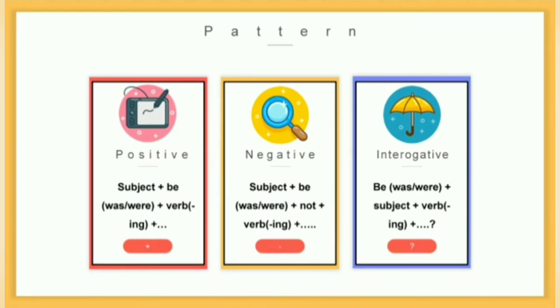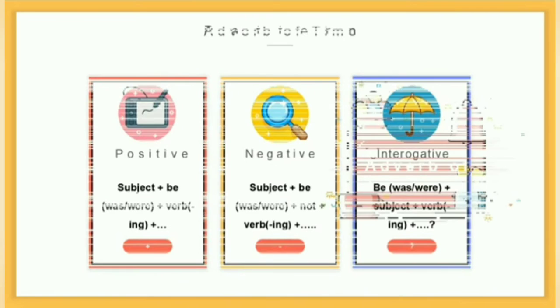Pattern of simple past continuous tense. First, kalimat positif: subject plus be, was or were, plus verb ing. Second, kalimat negatif: subject plus be, was or were, plus not plus verb ing. Third, kalimat interogatif: be, was or were, plus subject plus verb ing.